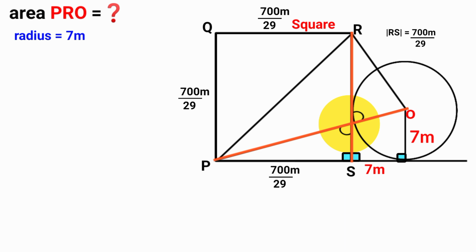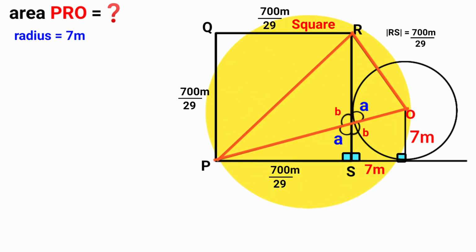Vertically opposite angles we know are equal. So if we assume the size of this angle to be A, this must also be A. This angle and this angle will also be congruent, so we assume their sizes to be B each.